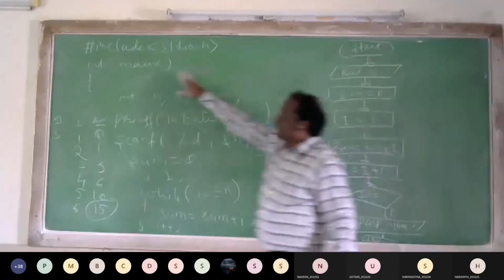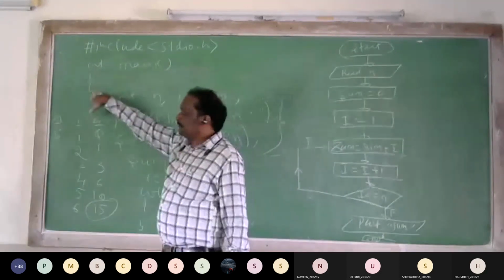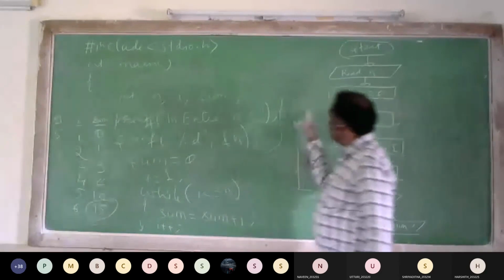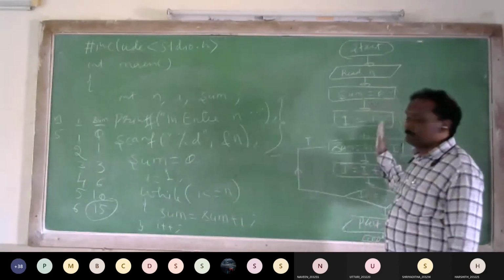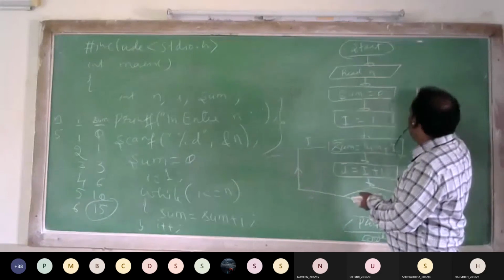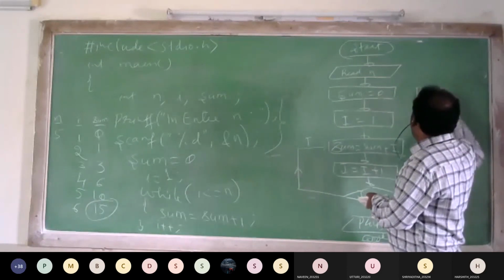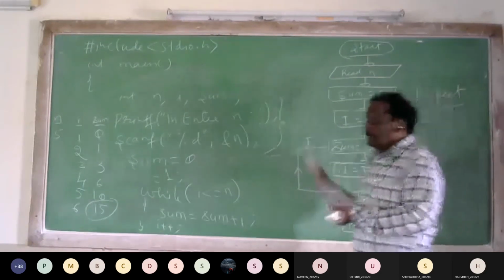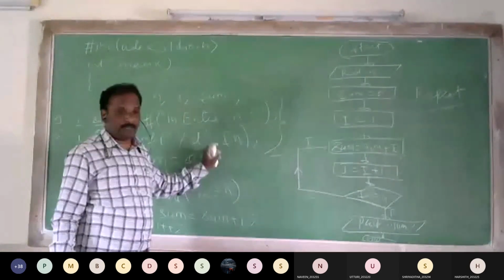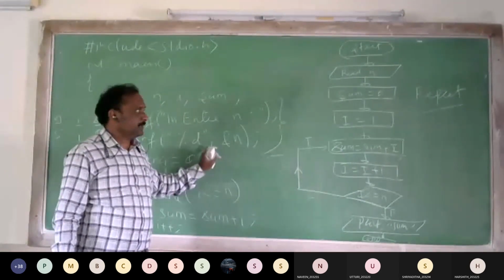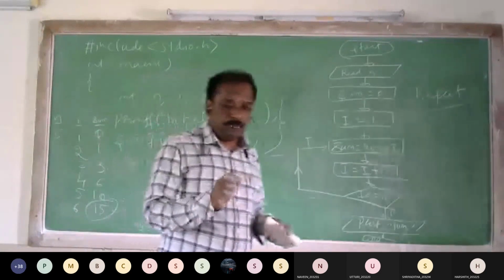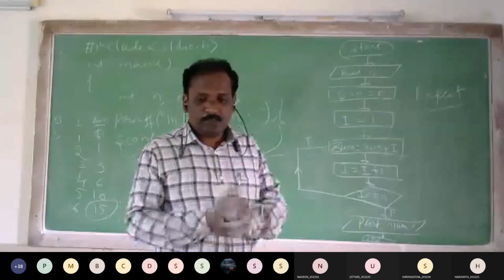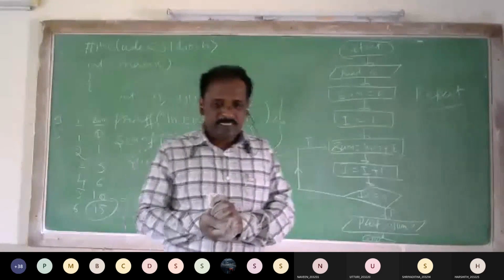So start with int main. Open curly brace, return 0, close curly brace. This is the program. Whatever algorithm and flowchart we have written, wherever I had used repeat, you have to use the loop control structure, either while loop. Today we have discussed the while loop. So I ask you to convert the remaining flowcharts into a C program.